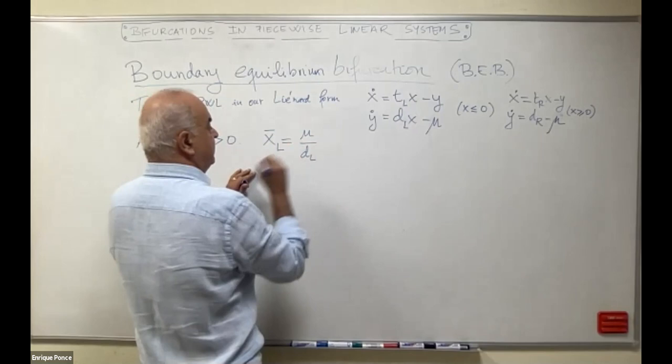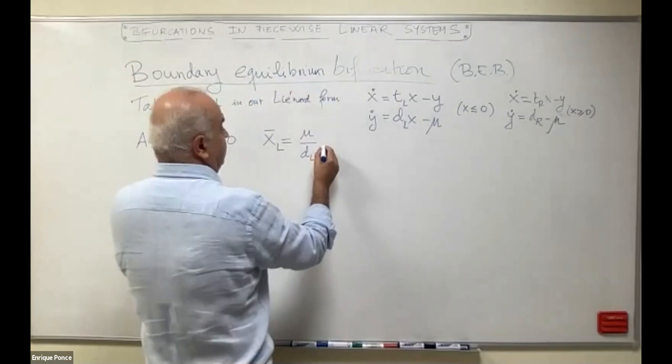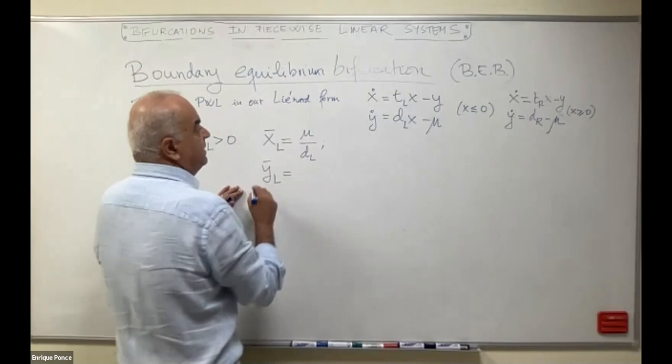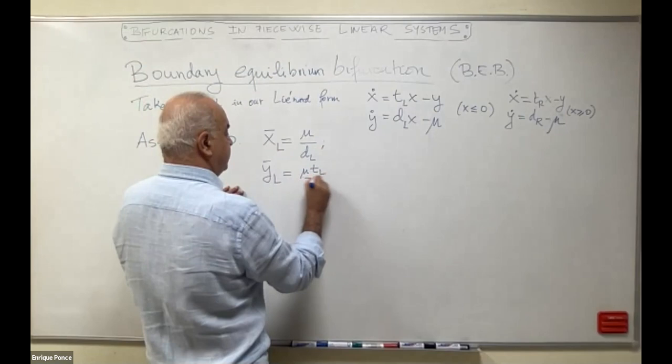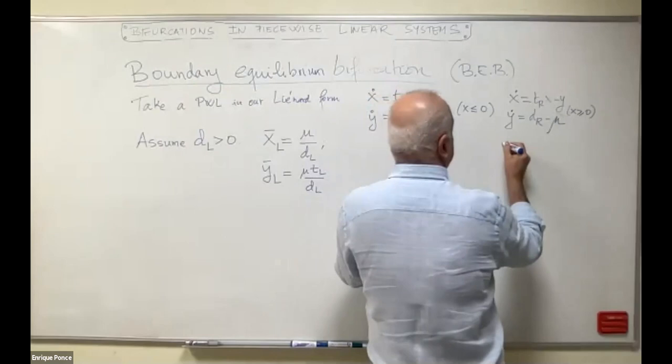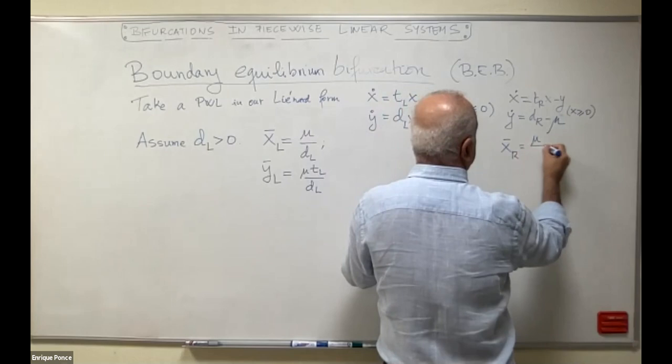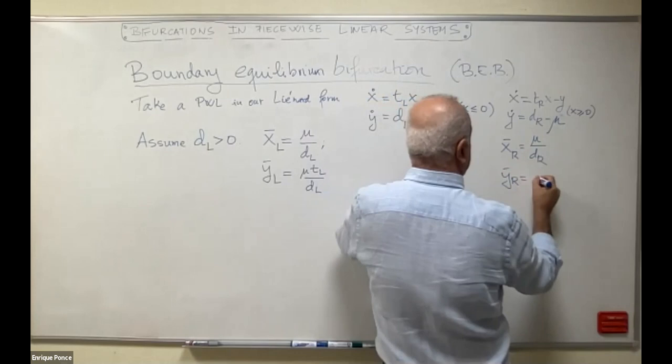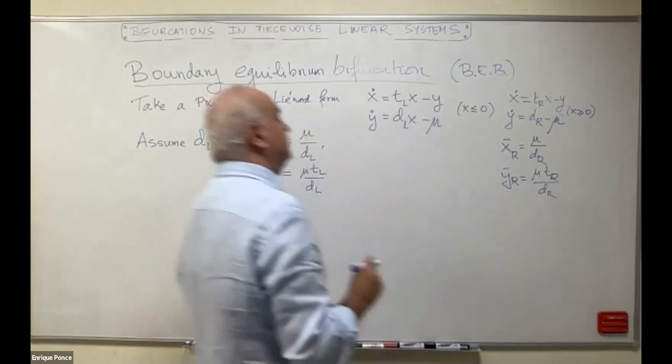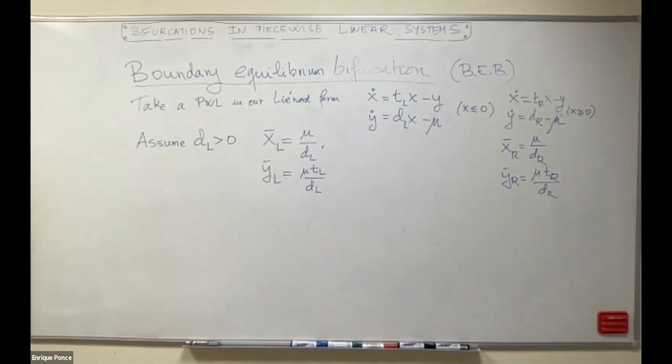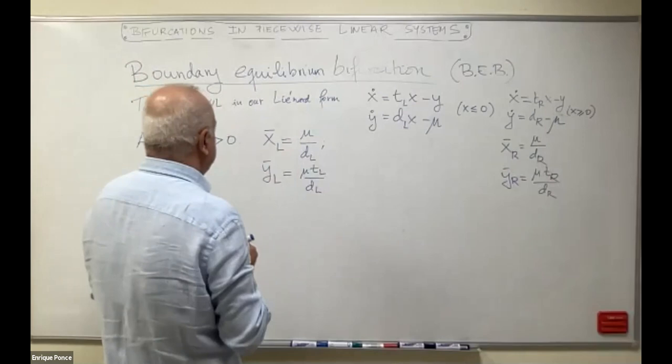Okay, and of course, then the y coordinate for the equilibrium point is just this multiplied by TL. The same here: on the right you have the equilibrium position at mu over TR, and mu TR over TR. Let us draw a picture of the situation. Assume, for instance, that mu is originally negative.